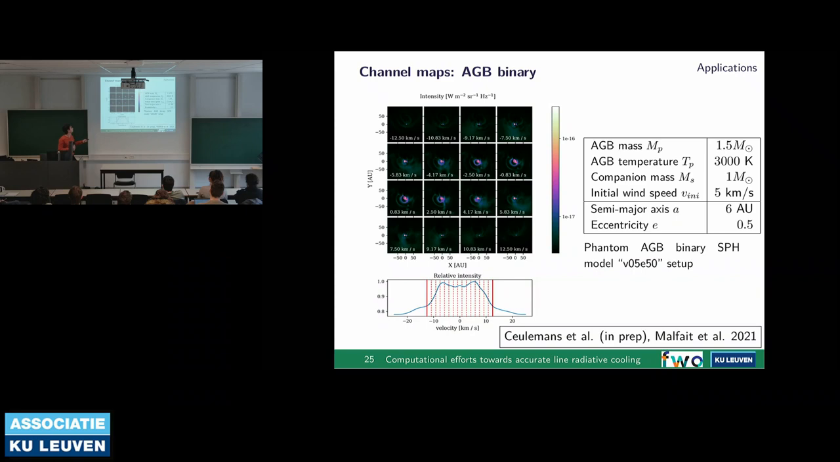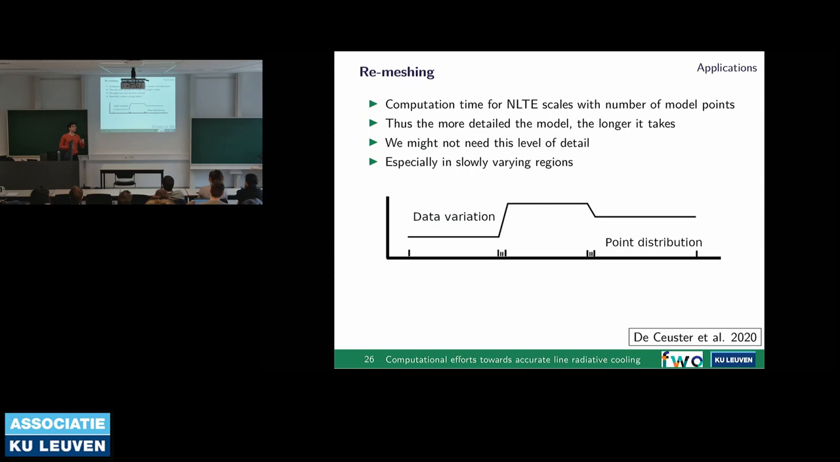Okay, now you might have noticed that we have way too much detail in this density plot I've shown you. Well, we might just need to remesh the model. And what do I mean with remeshing the model? Well, we have way too much detail in specific parts, but maybe the parameters like density and temperature do not change significantly. Then we start wasting computation time, because we know that the time it takes to compute NLTE radiative transfer scales strongly with the number of points in the model.